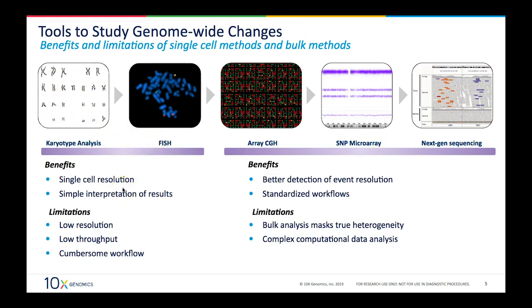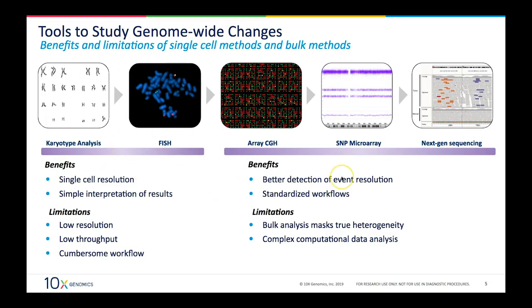Same thing with FISH. However, these tools offer relatively low resolution, and most importantly, they're very low throughput. You're really looking cell by cell. So if you're looking to isolate a population that is present at a 1 or 2% fraction, it's going to be very cumbersome to do it this way.